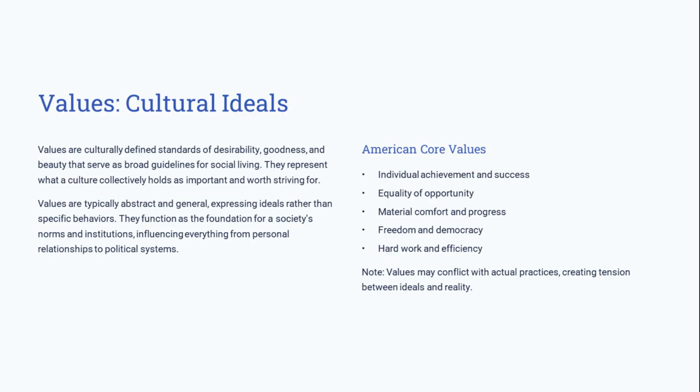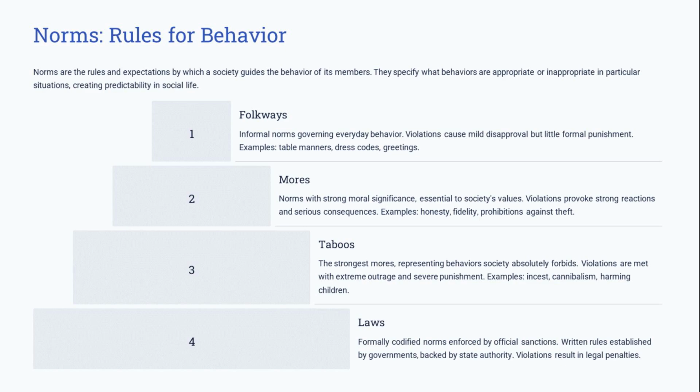American core values include individual achievement, equality, freedom, and hard work. However, values may conflict with actual practices, creating tension between ideals and reality. Norms are the rules and expectations that guide behavior in society. They range from informal folkways to formal laws, creating predictability in social life. Understanding norms helps us navigate the complexities of social interactions and societal expectations.